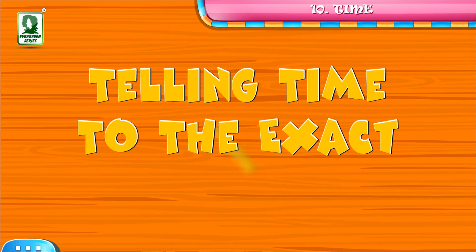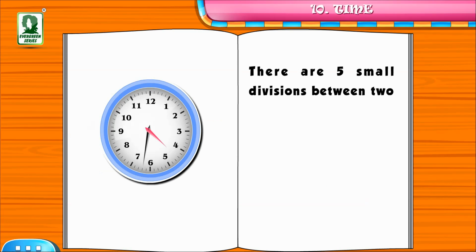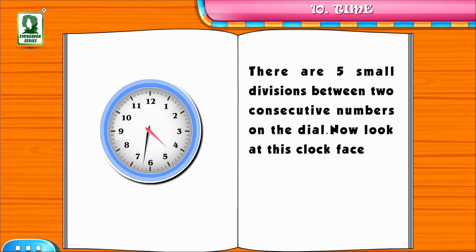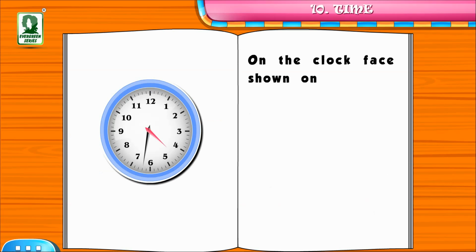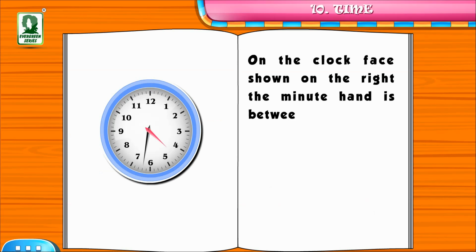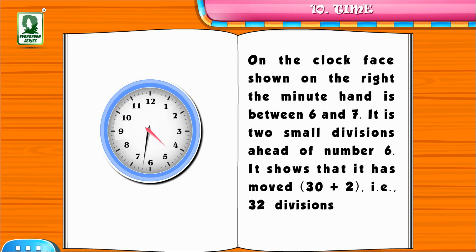Telling time to the exact minute. There are 5 small divisions between two consecutive numbers on the dial. Now look at this clock face. You will see dots between the numbers. These dots show minutes. On the clock face shown on the right, the minute hand is between 6 and 7. It is 2 small divisions ahead of the number 6. It shows that it has moved 30 plus 2, that is 32 divisions after 4. So the time is 4 hours 32 minutes.